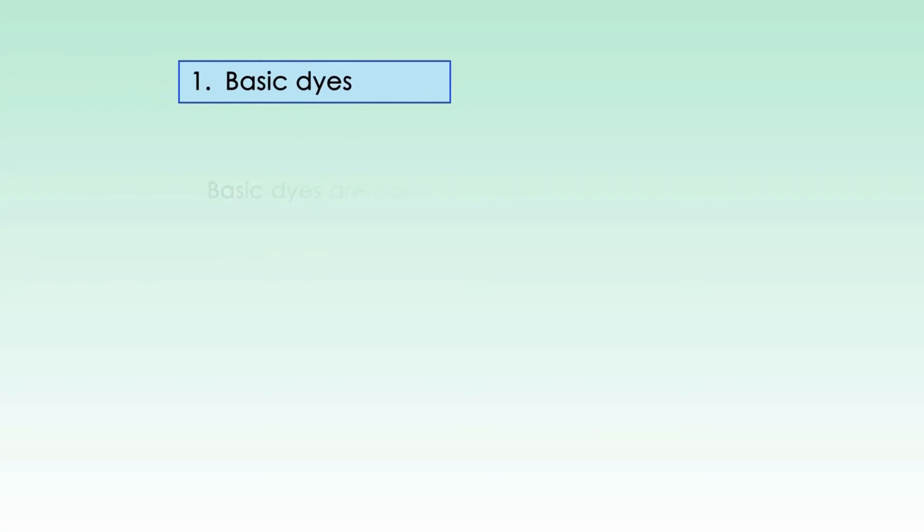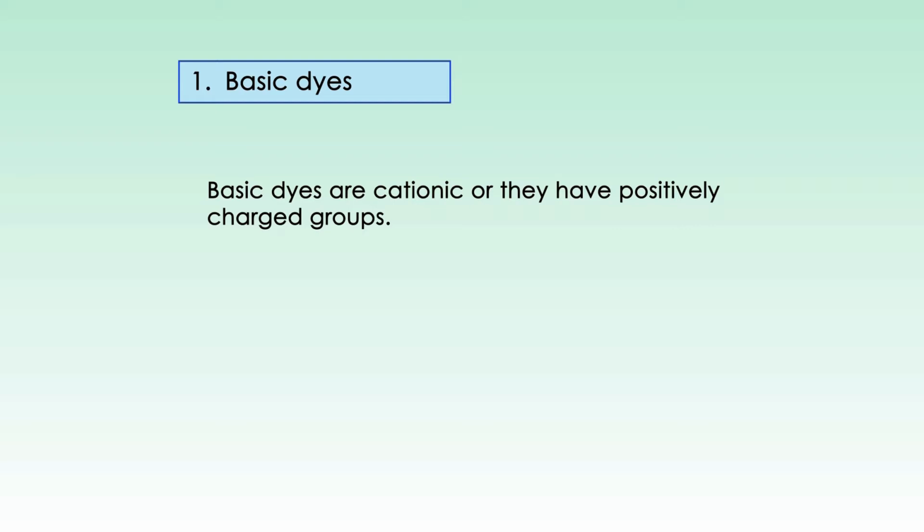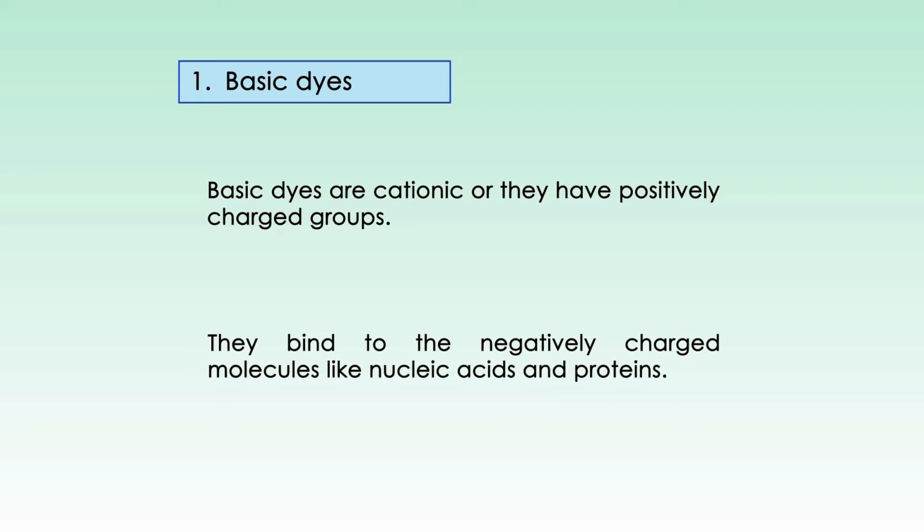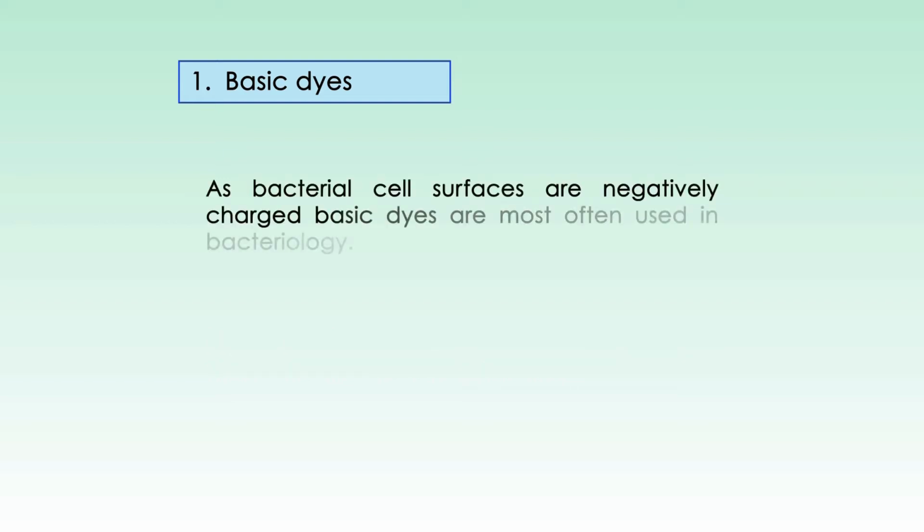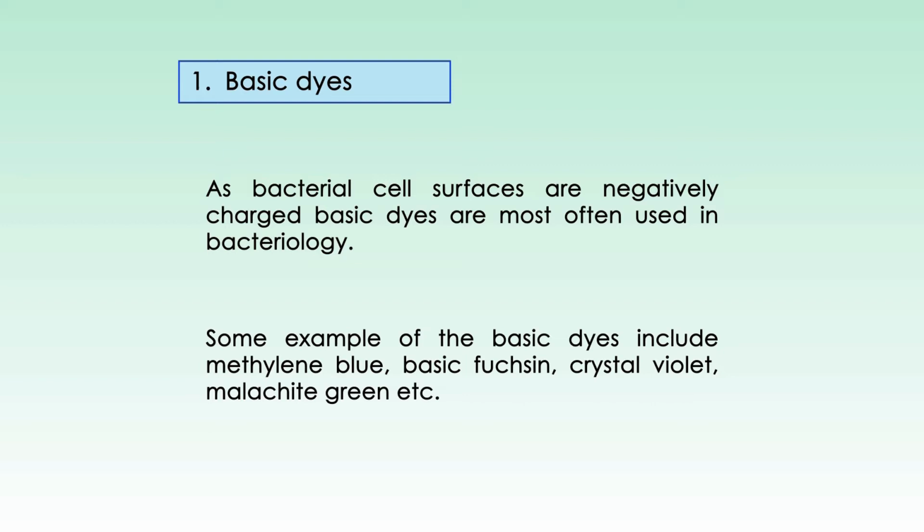These dyes are classified into three general classes based on the nature of their charge group. The first one is basic dye. Basic dyes are cationic or they have positively charged groups. They bind to the negatively charged molecules like nucleic acids and proteins. As bacterial cell surfaces are negatively charged, basic dyes are most often used in bacteriology. Some examples of the basic dyes include methylene blue, basic fuchsin, crystal violet, malachite green, etc.